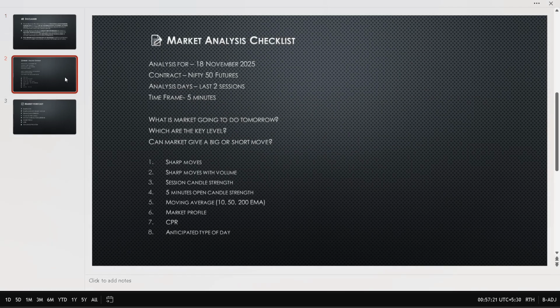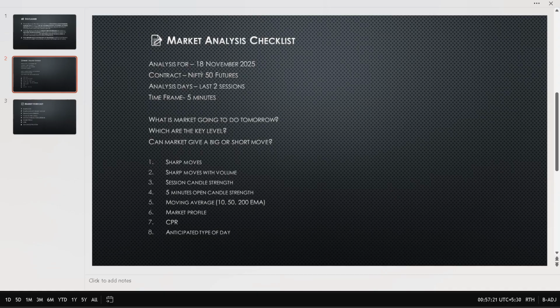Let's go to the market analysis checklist, which we will be following. We will analyze the Nifty 50 for 18 November 2025. We will use the contract as Nifty 50 futures because we have the volume indicator giving us the details. On the spot of Nifty 50, we don't see any kind of volume indicators, because Nifty 50 futures is a derivative. We will definitely get the volume chart.